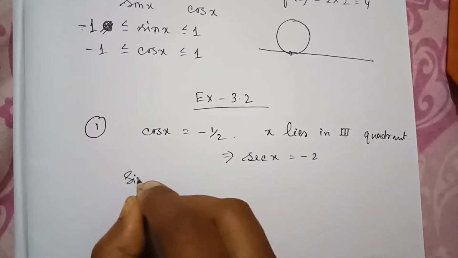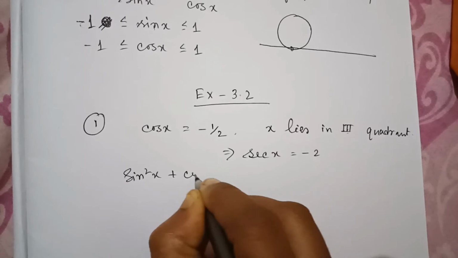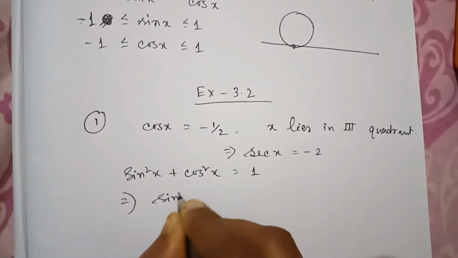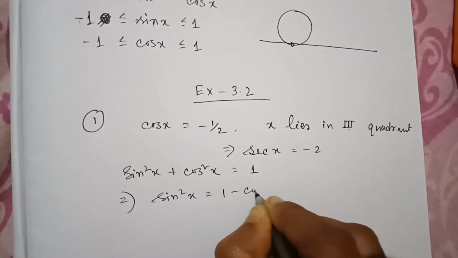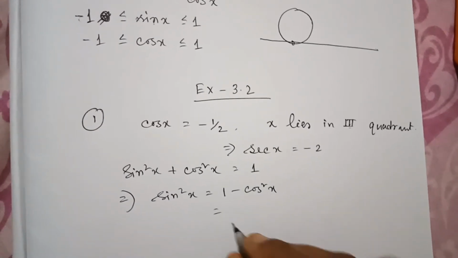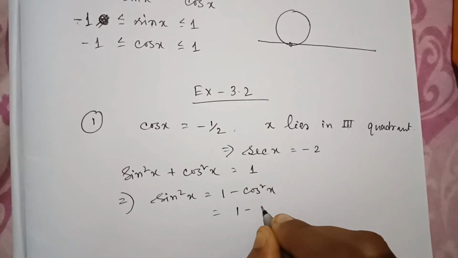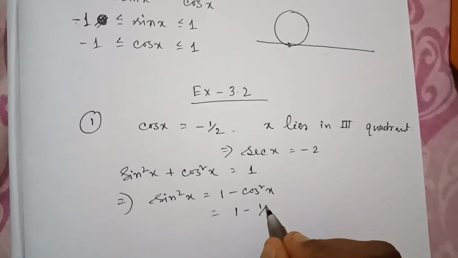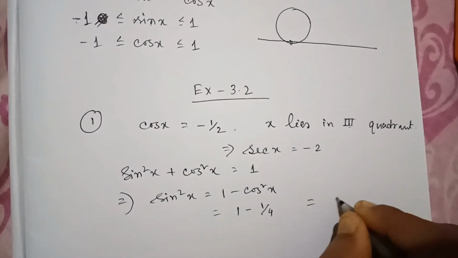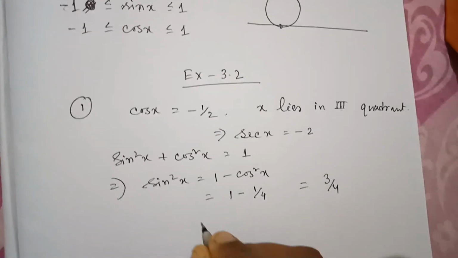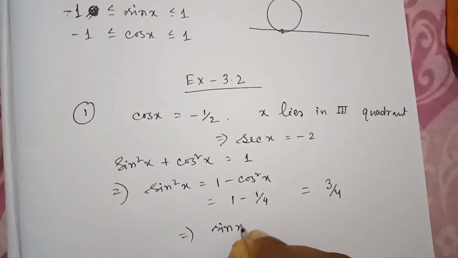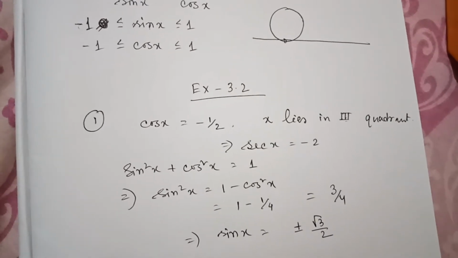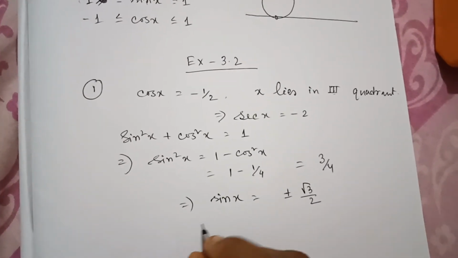Now we know that sin square x plus cos square x equals 1. So sin square x equals 1 minus cos square x. That means 1 minus cos square x, where minus half whole square means 1 by 4. So it's actually coming 3 by 4. That means sin x equals plus minus root 3 by 2.